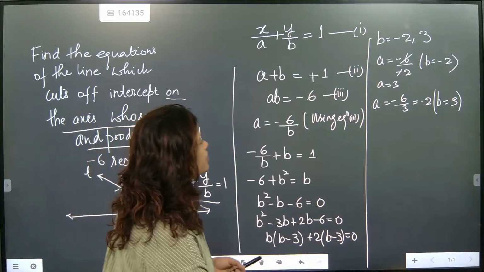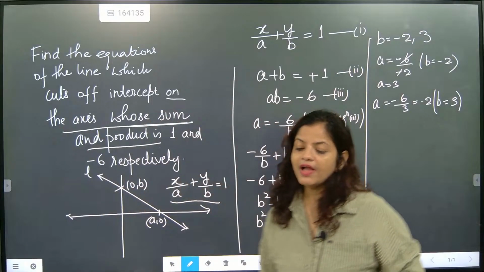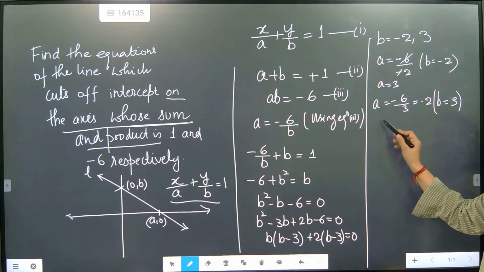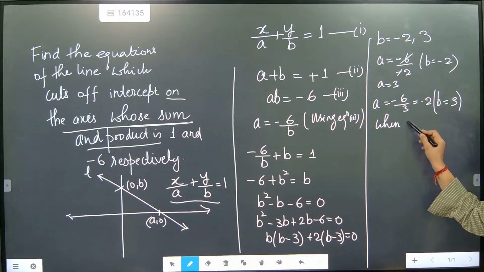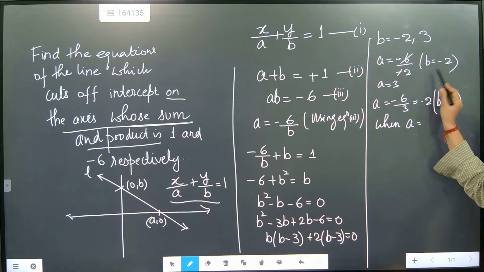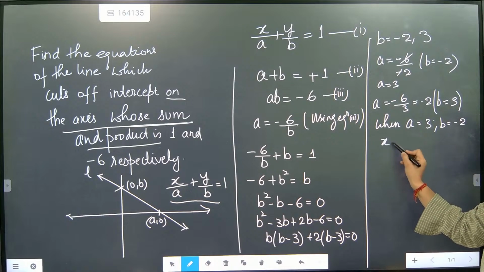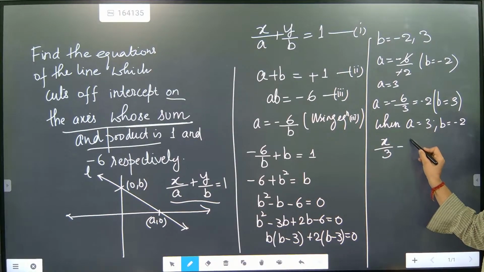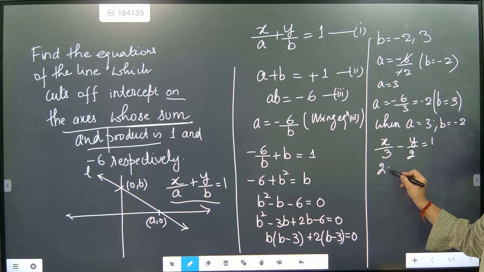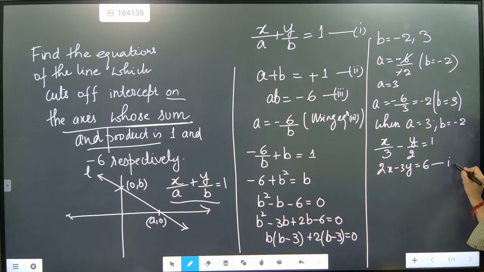So what are the two values? The two values are coming like this. So now the equation finally is coming as: when a is equal to, what value you got? 3, and b is equal to minus 2. So the equation will be x by 3 minus y by 2 equal to 1. So here it will become 2x minus 3y equal to 6. This will become your equation 4.